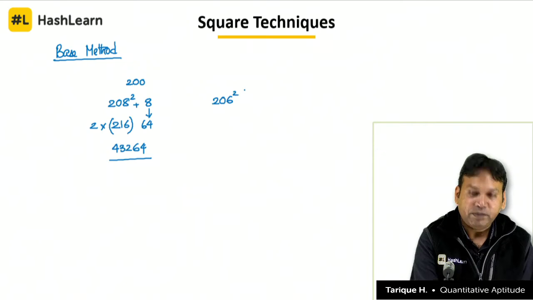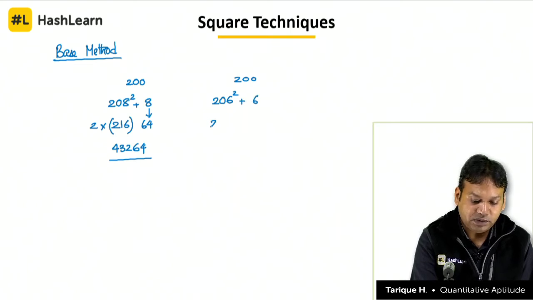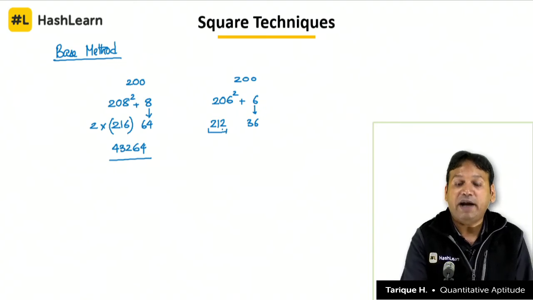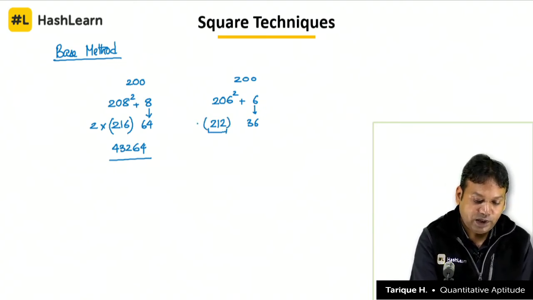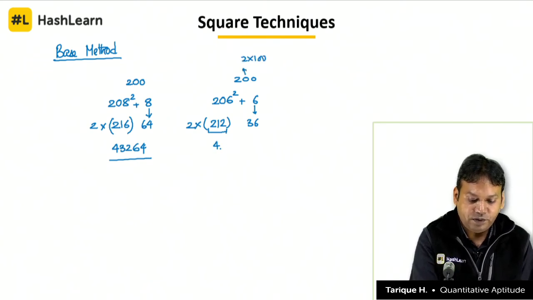Let us see this with one more example here. 206 square. What is our base? Our base is 200. How much more is it from the base? 6. So what are we going to do? Add these two numbers, 212, and what is 6 square? 36. Now the left part that you got after adding, you multiply with 2. Why are you multiplying with 2? Because 200 is nothing but 2 times 100. So 424, so it becomes 42436.